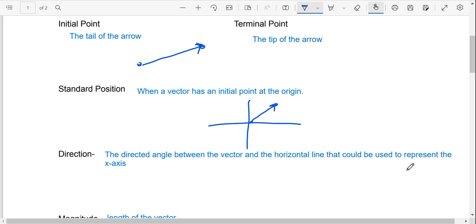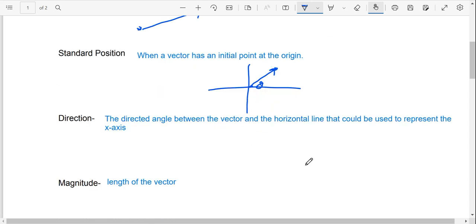And what is direction? Well, direction is the directed angle between the vector and the horizontal line that could be used to represent the x-axis. So direction, whatever theta is right there, that is our direction. We'll be using this a lot in some word problems we're going to be doing. Don't be scared. I know word problems are usually scary, but for this, not so much. One last definition: magnitude, it's the length of the vector. So the distance from here to terminal point, that is your magnitude.